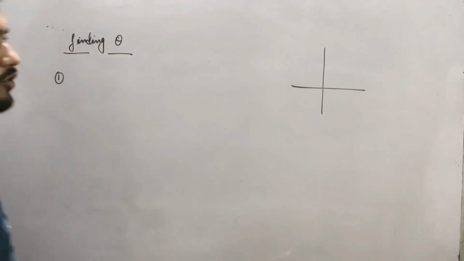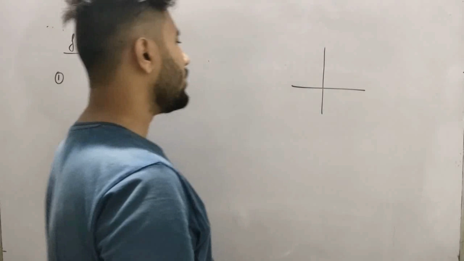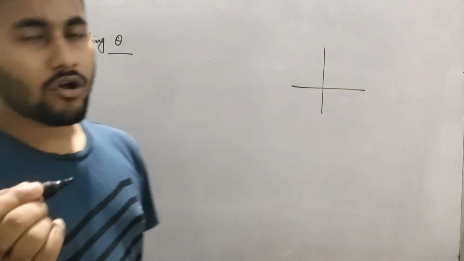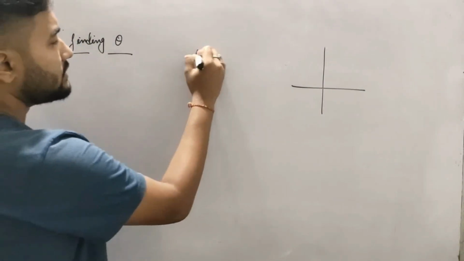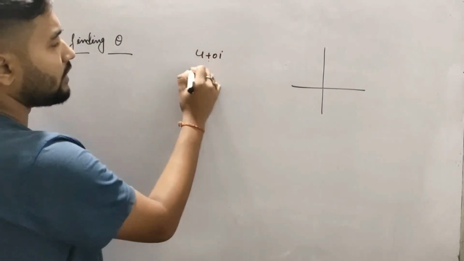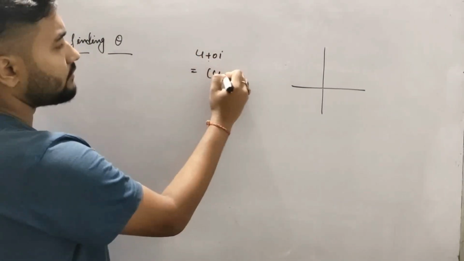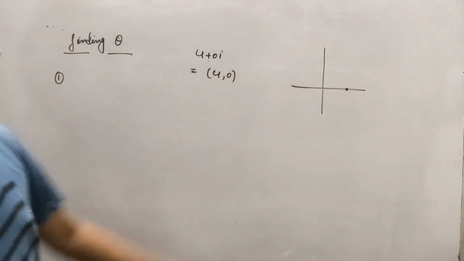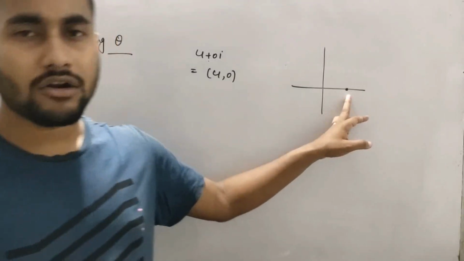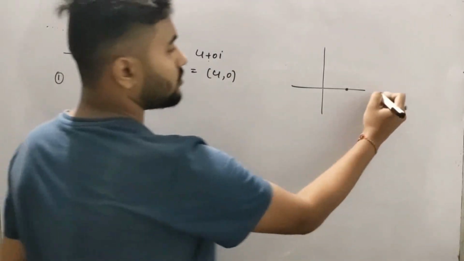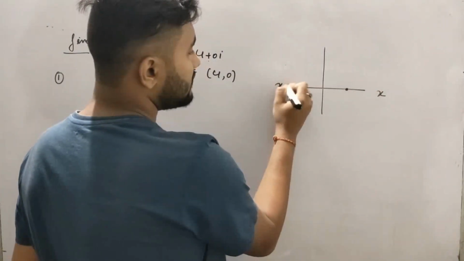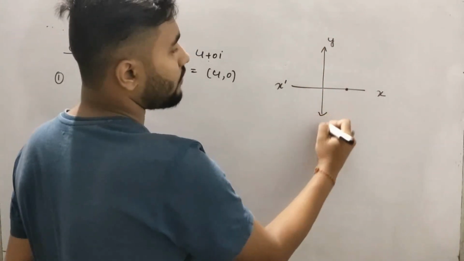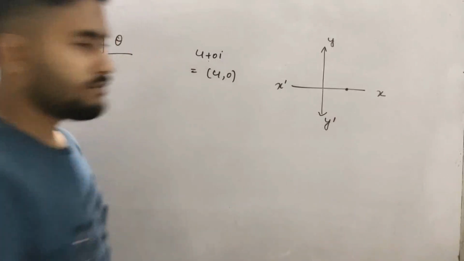Number 1. These points are already given in your book. What if the complex number is, say, 4 plus 0i? I can represent it as 4 comma 0. So this will be represented over here. What if the complex number is lying in the positive part of the x-axis? This is the positive part of the x-axis and this is the negative part of the x-axis. This is the positive part of the y-axis and this is the negative part of the y-axis.